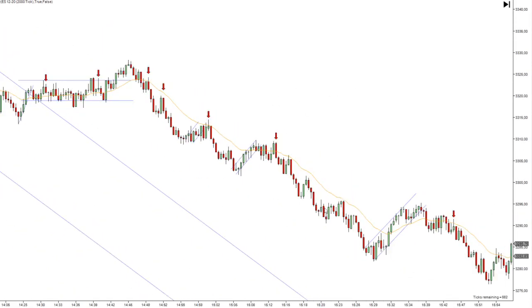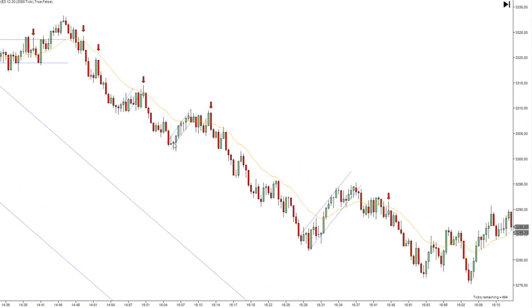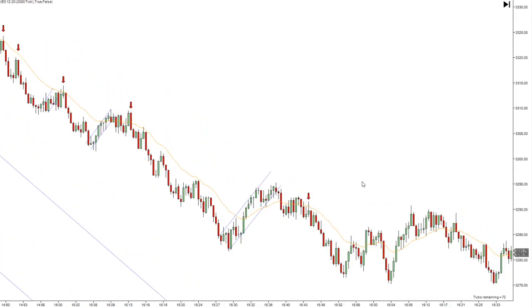It is very tempting to keep selling these lows, because the market has proven that it's a downtrend, but the corrections are the best and highest probability way for us to go short.